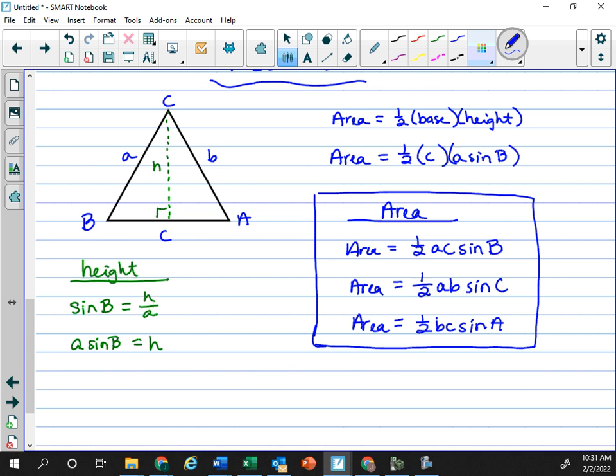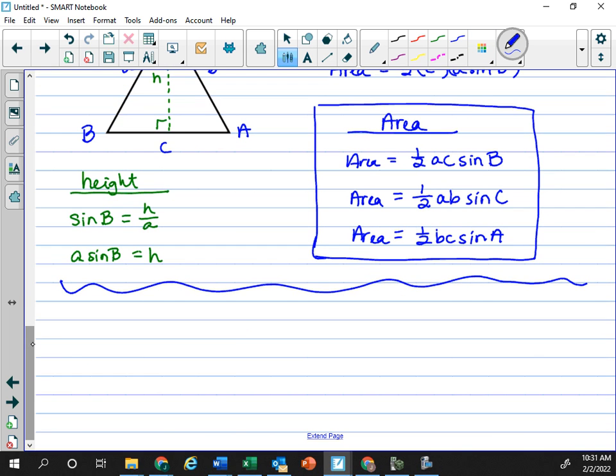There is another area formula. This one's completely new to you. It is called Heron's formula. This is if you're given all three sides of a triangle. Okay, side, side, side.